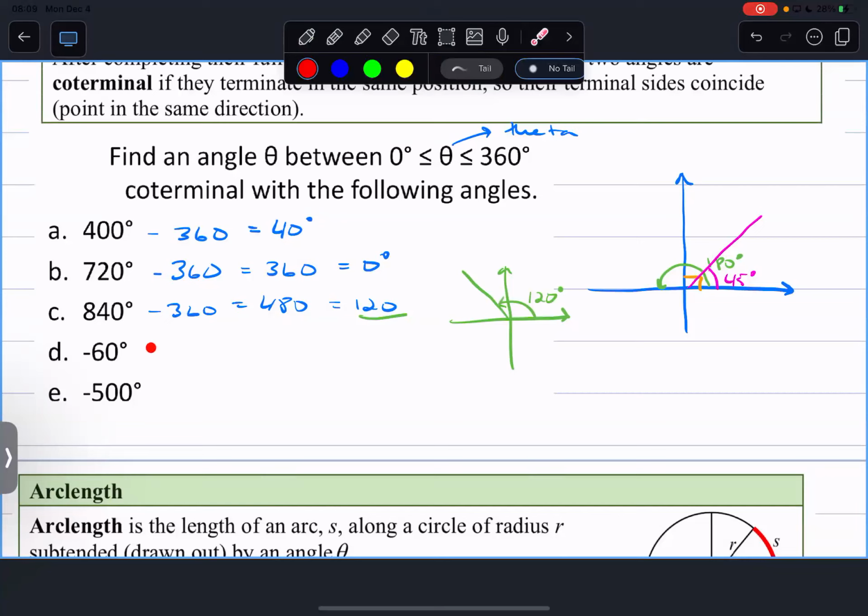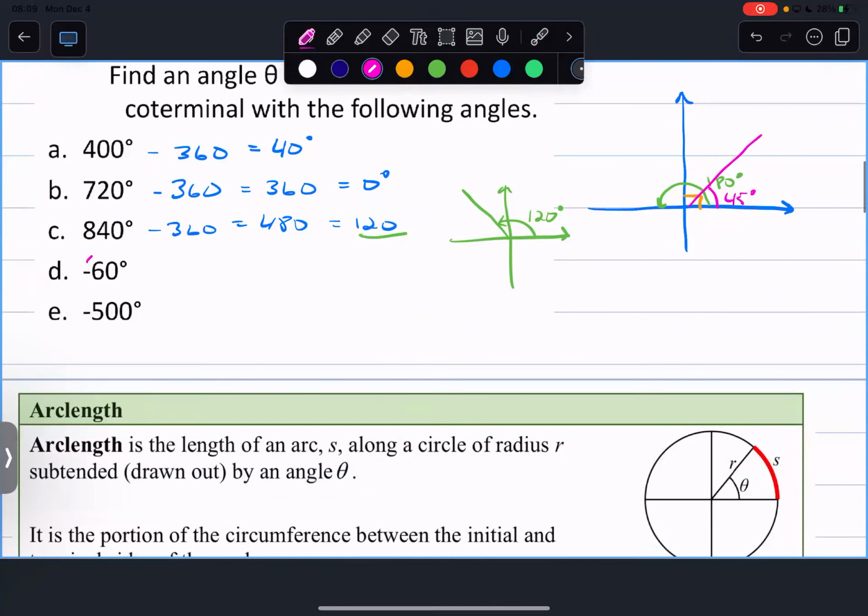Negative angles do what you probably want to do. Negative, knowing nothing about it. What would you want to do? Well, if this is a positive angle, then moving clockwise would be a negative angle. So here, move clockwise. Now, what is negative 60?